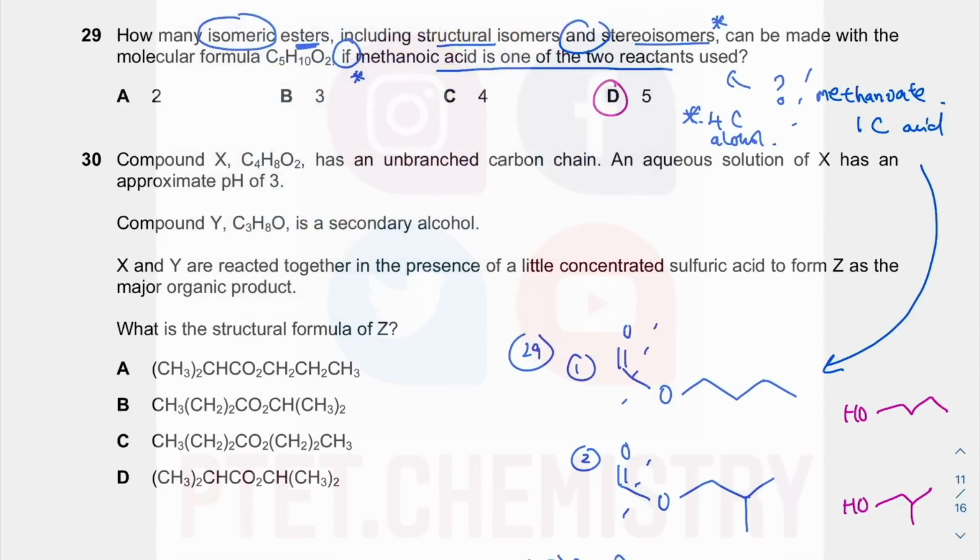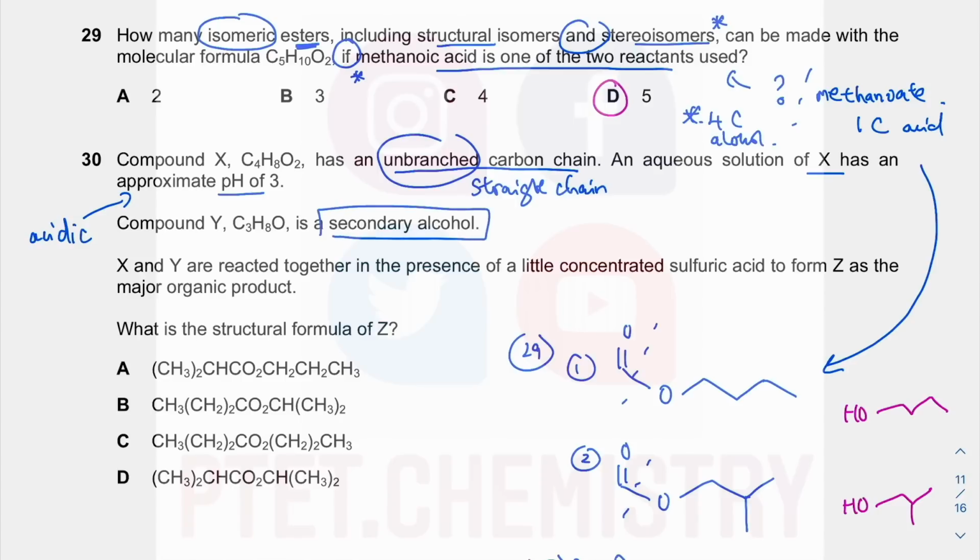So question 30, you have this compound X. It's got an unbranched carbon chain. Unbranched means it is straight chain. An aqueous solution of X has an approximate pH of 3. So that tells us it is acidic. Compound Y is a secondary alcohol. So it's a 3 carbon alcohol and it's a secondary alcohol.